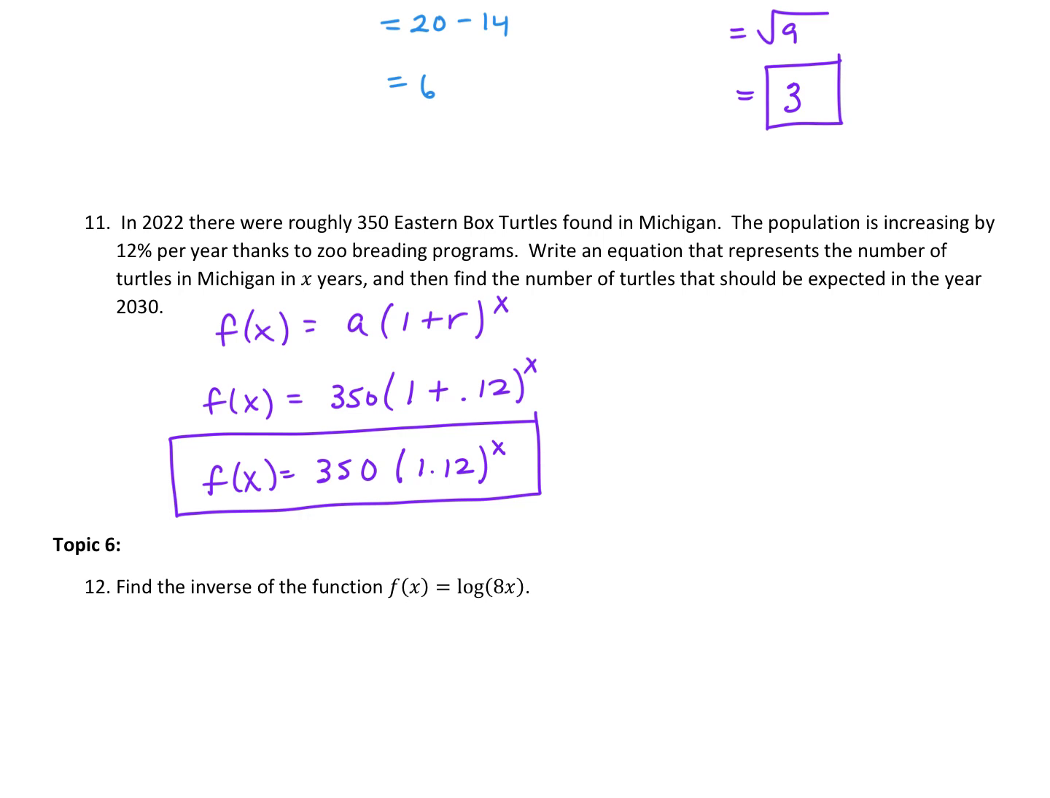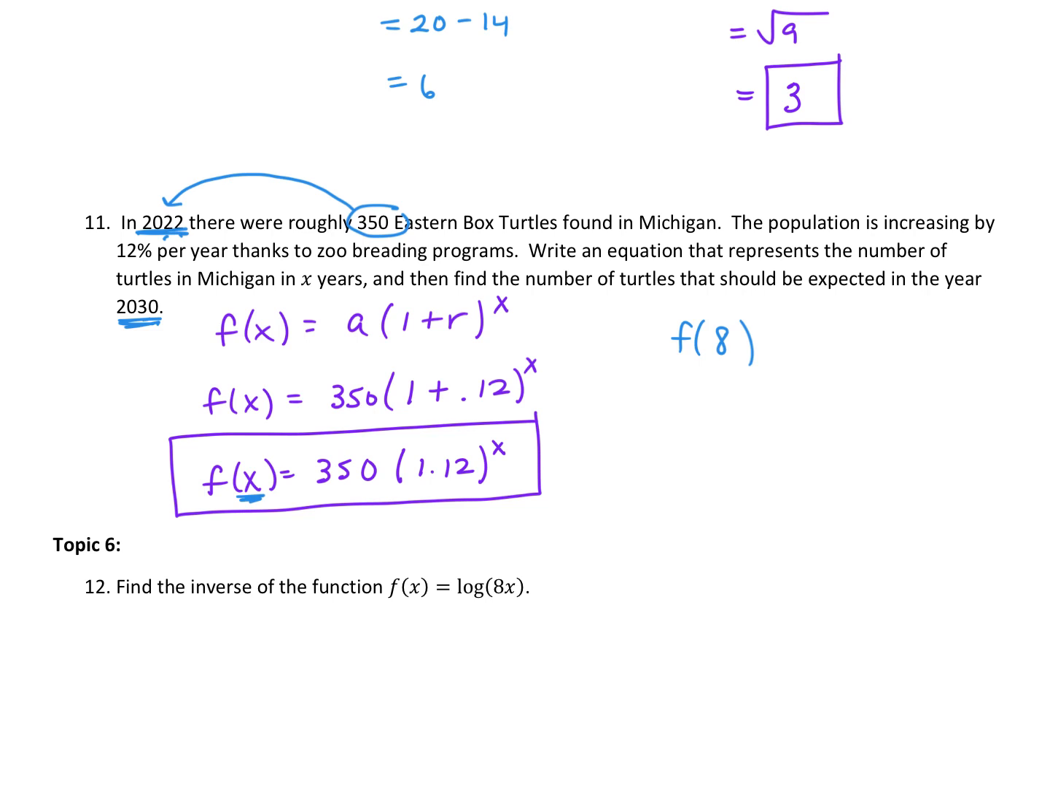All right, so let's go ahead and use our function. Now, x is our number of years, and we're looking at the year 2030, but how many years is that? And then you might say, well, how many years since when? So because we're starting out with 350 turtles in 2022, we want to use our number of years. How many years since 2022? So 2030 is 8 years later. So we're going to figure out the population in 8 years, 8 years after that starting population.